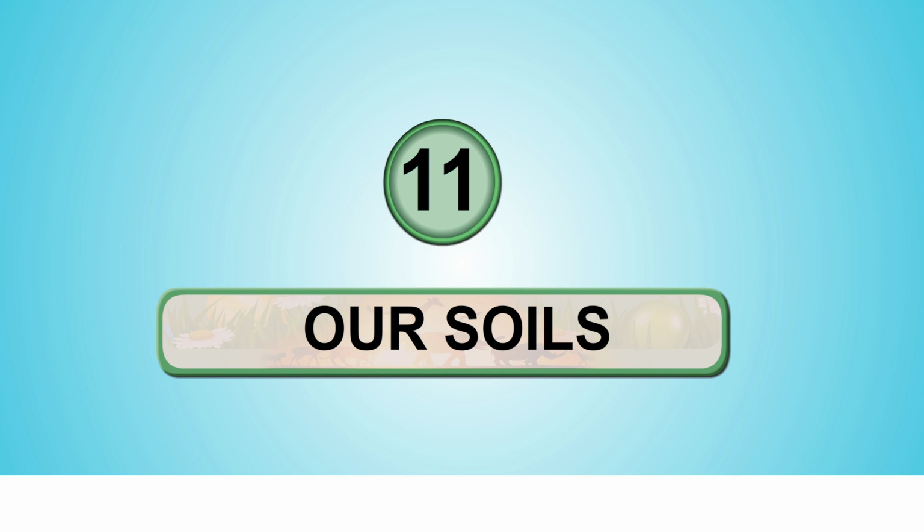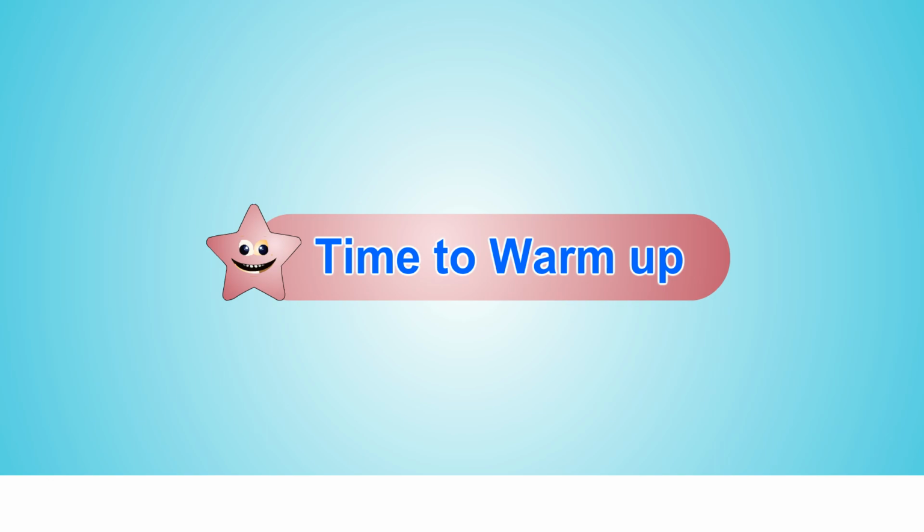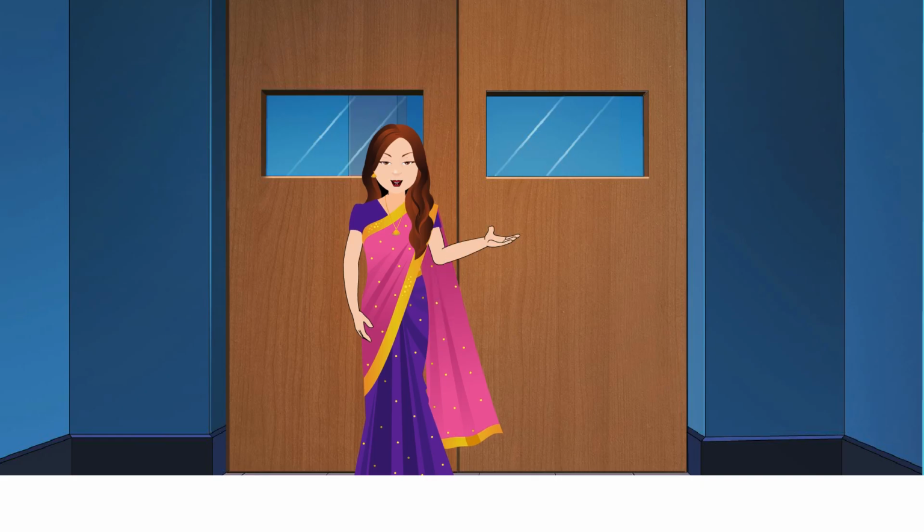Our soils. Time to warm up. If you want to grow vegetables or fruits, what is needed? To grow crops well, we need soil. Soil type can determine which vegetables grow best for you. Knowing your soil type enables you to overcome problems since you can prepare the ground accordingly.